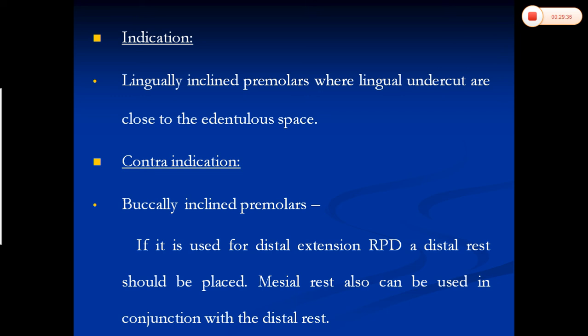Contraindication: when there are buccally inclined premolars. When the premolars are buccally inclined, this is not indicated. If it is used for a distal extension RPD, a distal rest should be placed. A mesial rest can also be used in conjunction with the distal rest. So when it is used for a distal extension RPD, we place two rests, one on the mesial and one on the distal surface of the tooth.